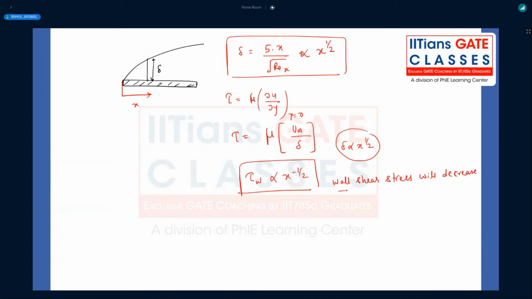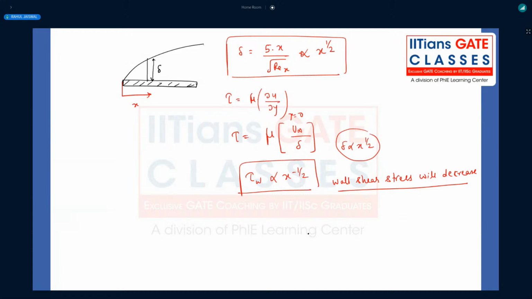Now there is a practical reason also why wall shear stress will decrease. As you march along the plate, what will happen? More and more amount of fluid layer will be coming in contact with the flat plate, right? What will happen? A large amount of momentum transfer will be happening among the fluid layers. So what will happen?